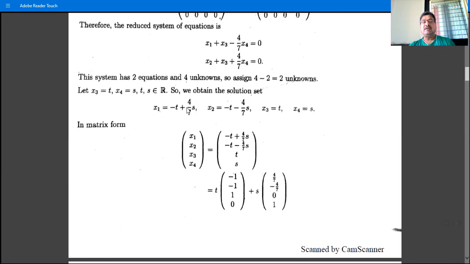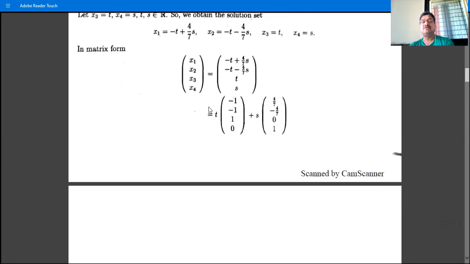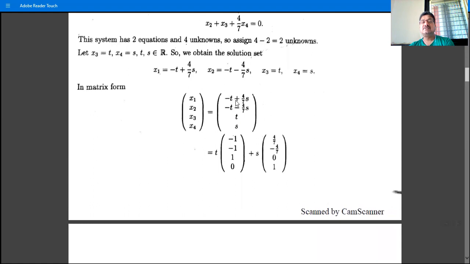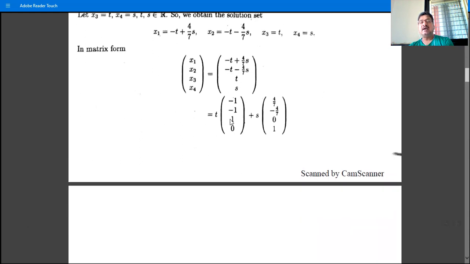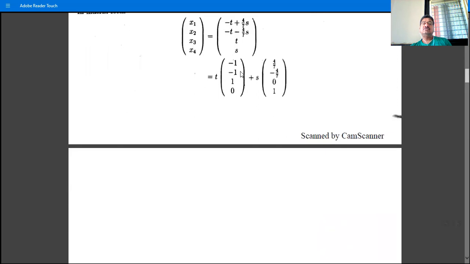And so in the matrix form, this solution is x1, x2, x3, x4 equal to minus t plus 4 by 7 s, minus t minus 4 by 7 s, t, s. Then take t as common. We have the coefficient column matrix minus 1, minus 1, 1, 0, plus s times the column 4 by 7, minus 4 by 7, 0, 1. There is no s in the third entry, so 0, and 1. So these are the two column matrices. Okay, so this is the solution.